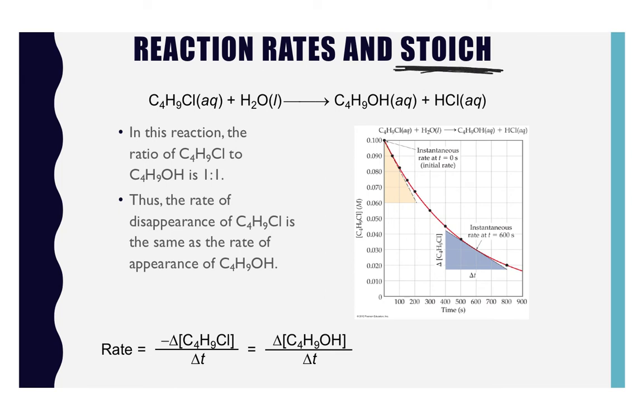Well, we were measuring the rate at which the C4H9Cl disappeared. We can also monitor the rate at which another chemical, like the butanol over here, appears. And that is related to the stoichiometry. You'll notice that the stoichiometry here is a one-to-one relationship between those two chemicals. So therefore, the rate of disappearance of this chemical will equal the rate of appearance of the other chemical. In other words, they are equal but opposite in sign.